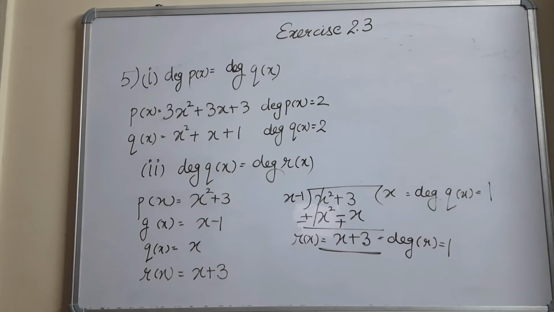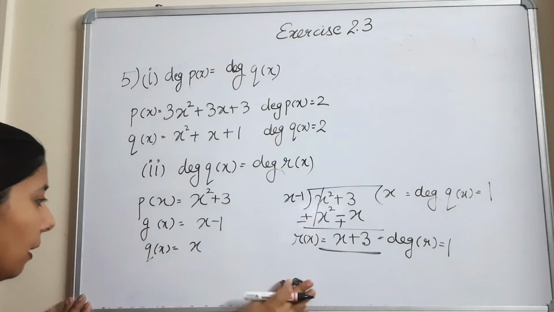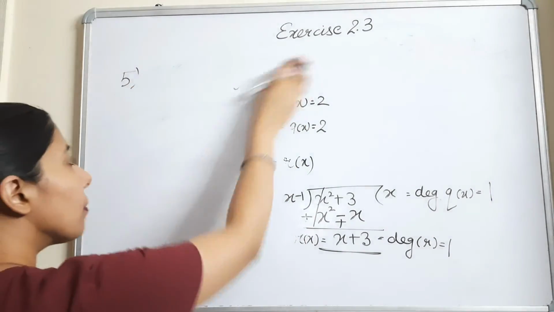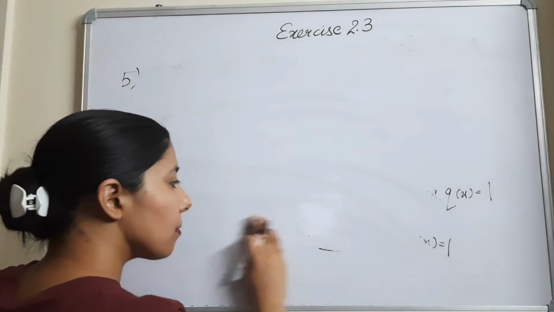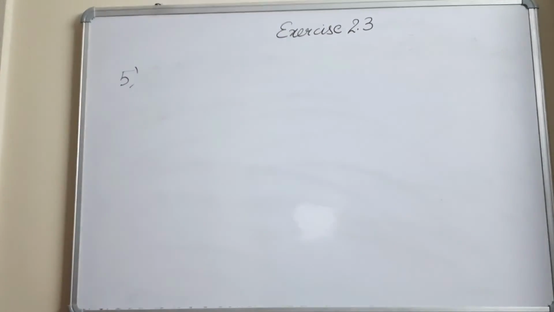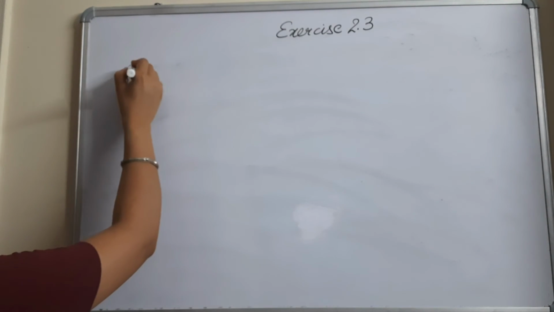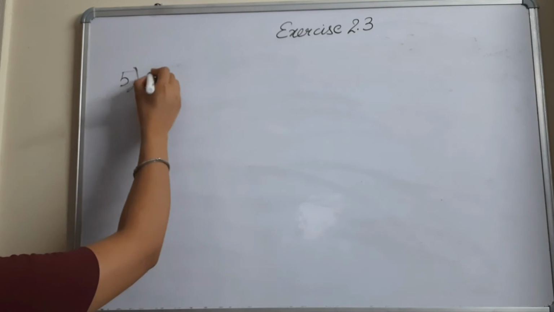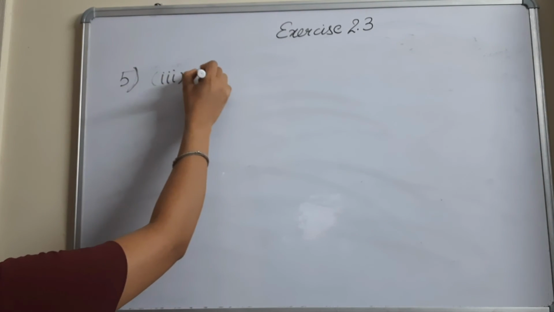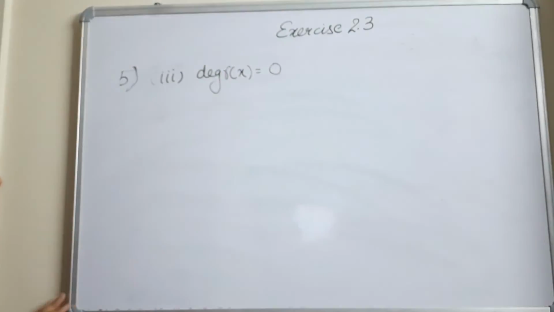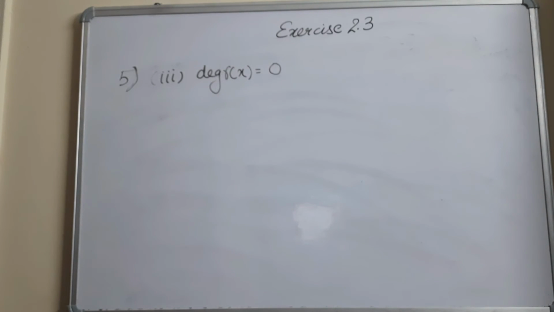I hope the solution is clear to you all. Now move to the last part of this exercise, part 3. It is asked that the degree of r(x) should be 0. So whatever the degree of r(x) comes out, it should be 0.